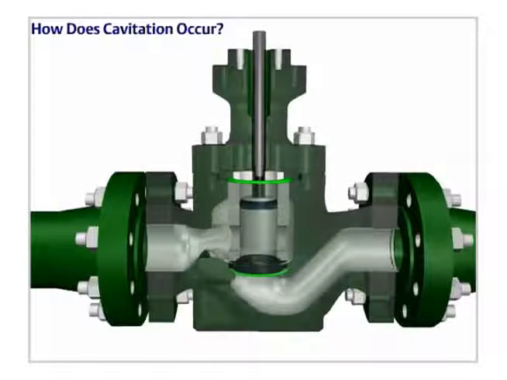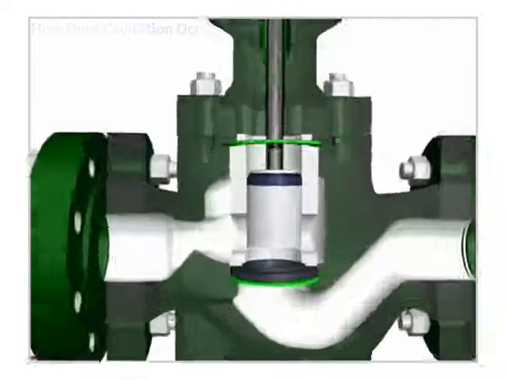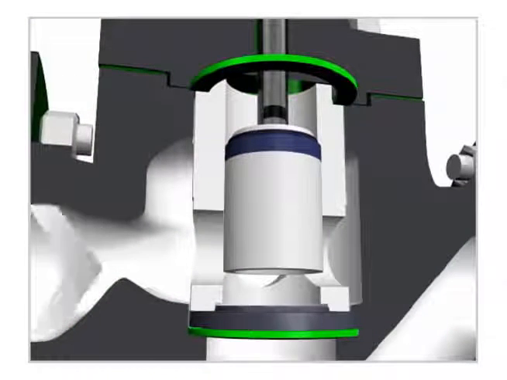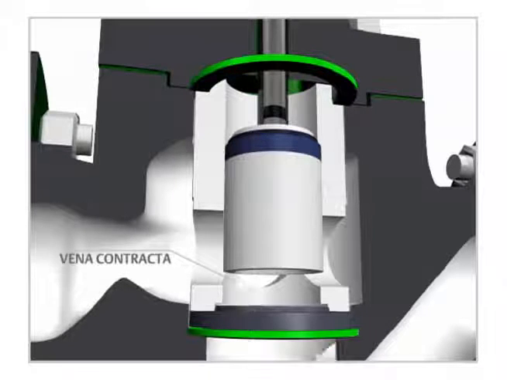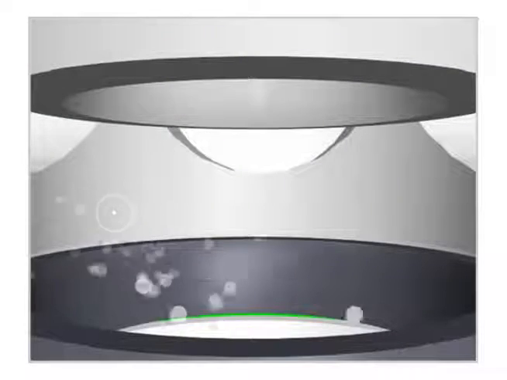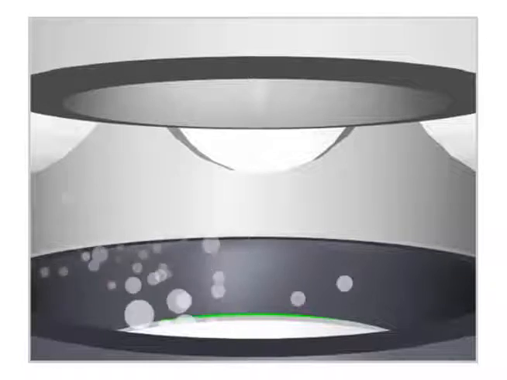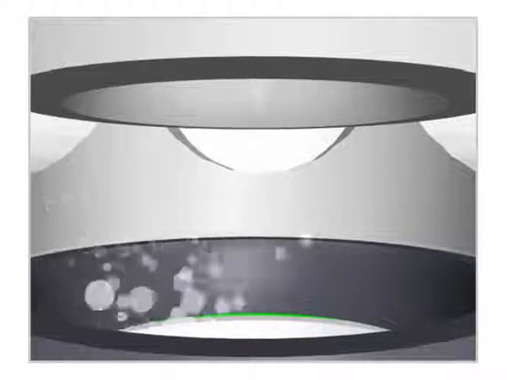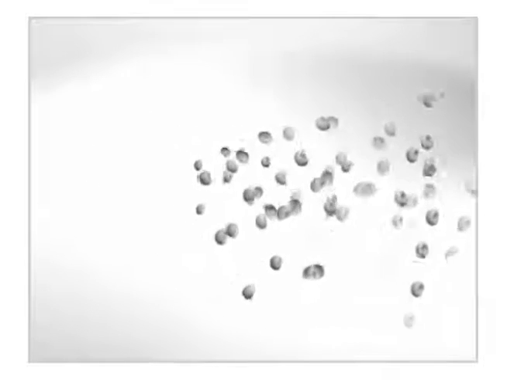Cavitation occurs as a liquid passes through a restriction, such as a valve. The restriction causes the liquid's velocity to increase and its pressure to decrease. The point of maximum velocity and minimum pressure is called the vena contracta. Vapor bubbles form in the liquid when the pressure falls to near the level of the liquid's vapor pressure. When the pressure recovers downstream, the vapor bubbles implode and return to liquid form.